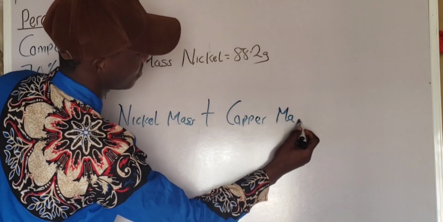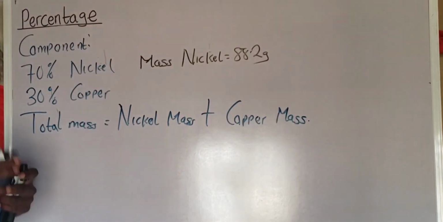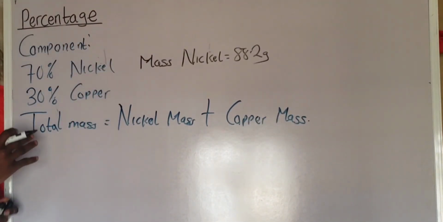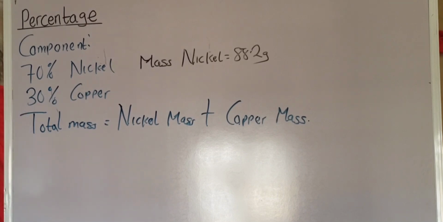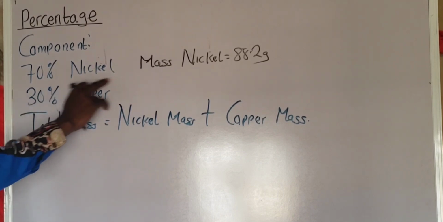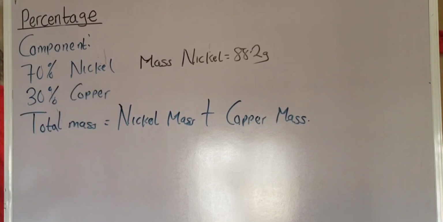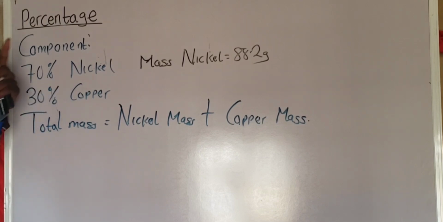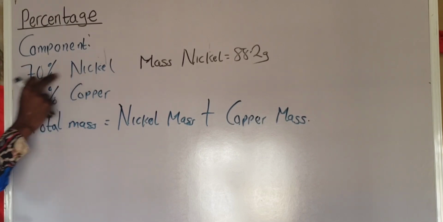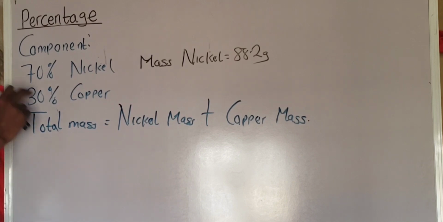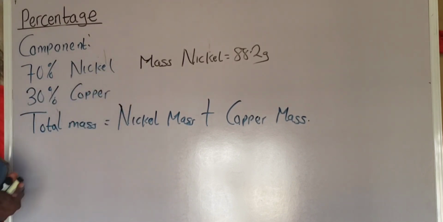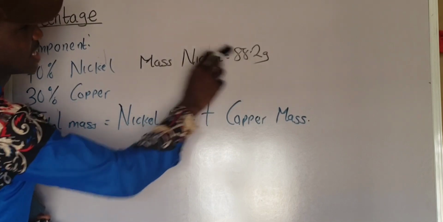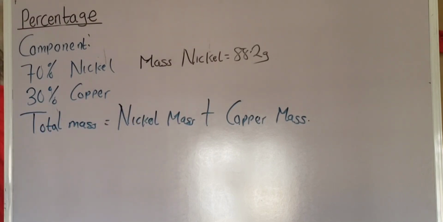Please, I want you to pay attention, you're going to understand. The alloy has two components: the first element is nickel and the second one is copper. We are told that out of the 100%, nickel takes 70% and copper takes 30%. The mass of nickel present in the alloy is 88.2 grams. Now we want to determine the mass of the copper.